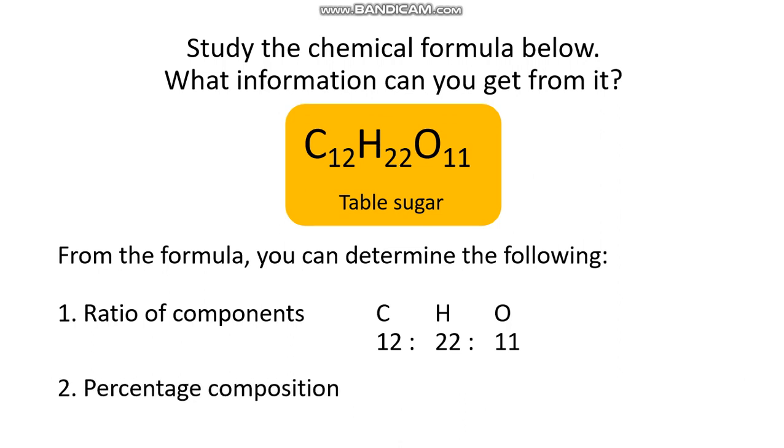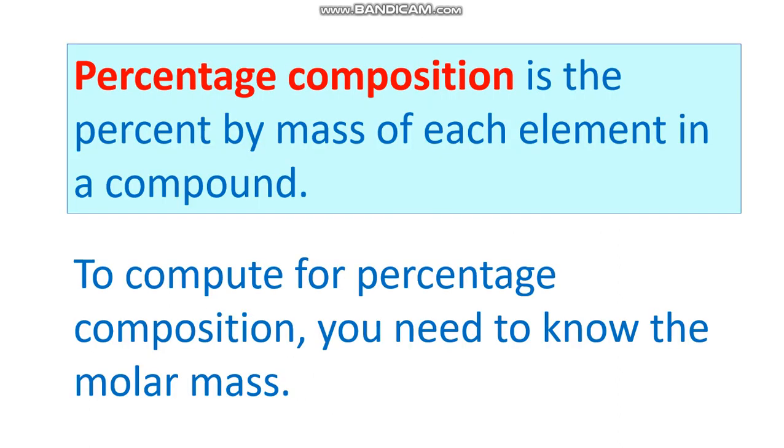And also, with this formula, we can identify the percentage composition. Percentage composition is defined as the percent by mass of each element in a compound. To compute for percentage composition, we need to know the molar mass of the elements.